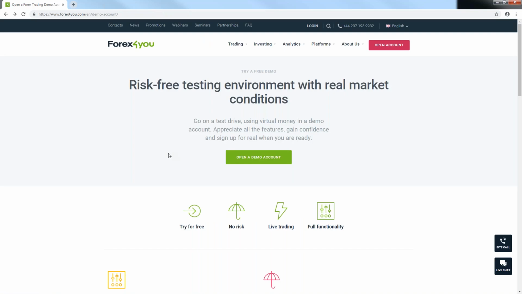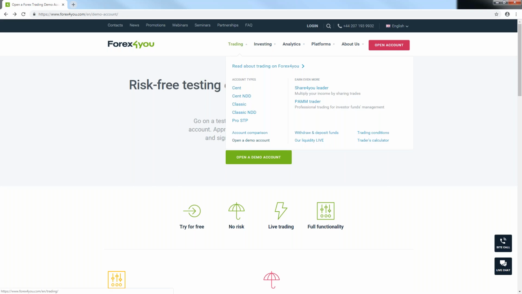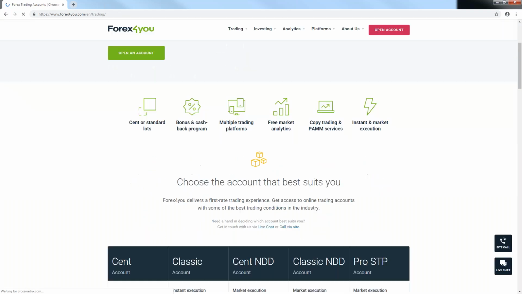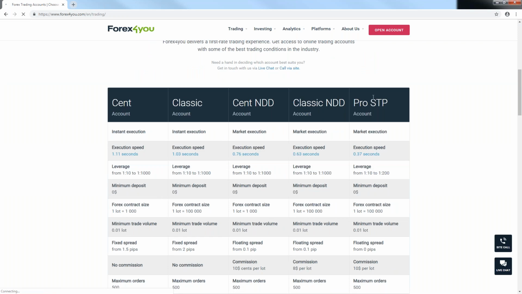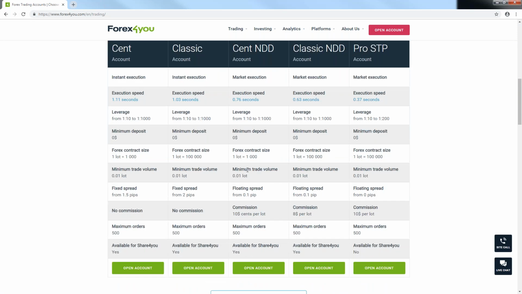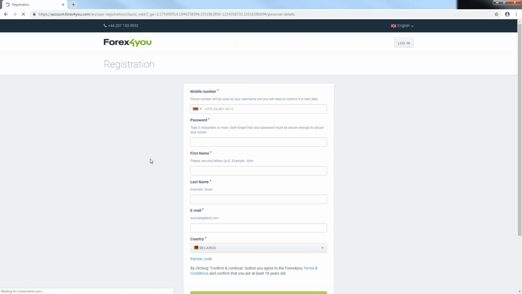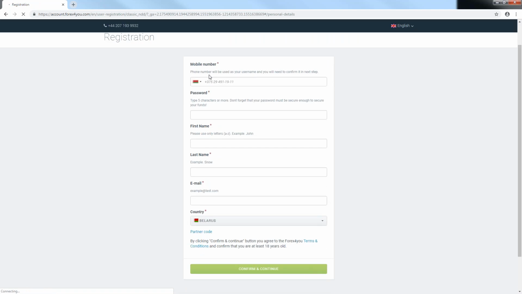To open a real trading account, which allows you to trade with real funds on mobile app, standard MT4 platform, and Forex4you desktop trader, you simply click trading, and then you can choose several types of the accounts. If you are interested in the differences between those accounts, there is the exact descriptions of what the conditions of trading on each account is. And when you decided which account you need to open, you click on this button. Yeah, and you go to the very same registration page where you fill all the data, including your email.